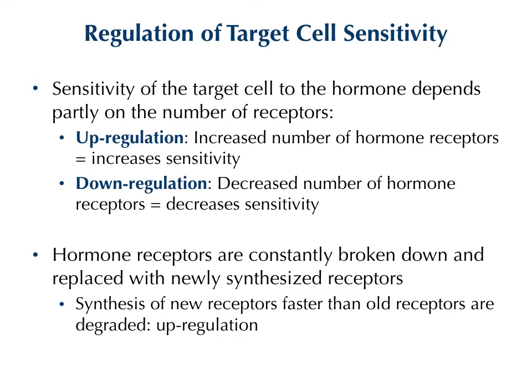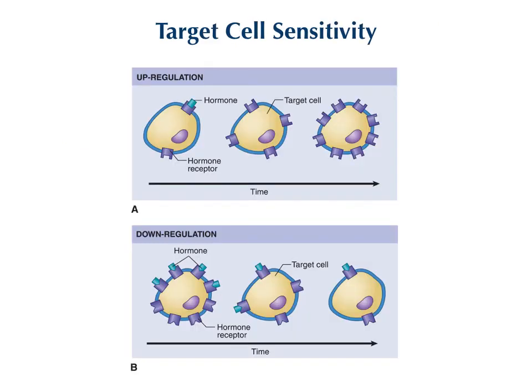We'll look at upregulation and downregulation in this next slide. And you see here in slide A, we have upregulation, in which we are synthesizing more receptors than what we are degrading. And in B, you see downregulation, where we are reducing the number of our cell receptors for hormones.